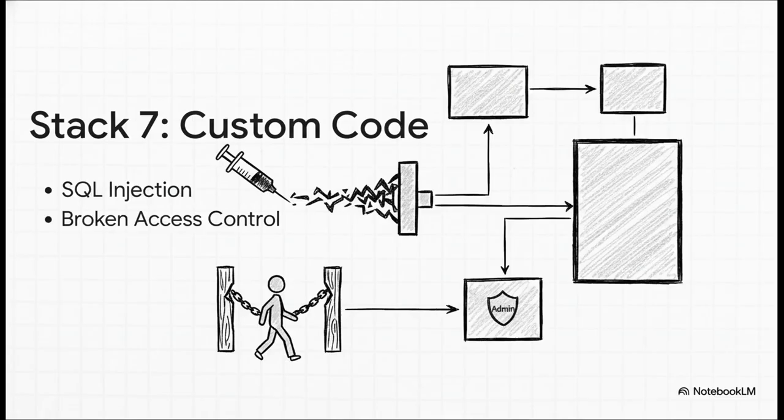And finally, we arrive at Stack 7, your own custom code. This is where you find flaws in your application-specific logic. Things like SQL injection, where an attacker can trick your database into spilling its secrets, or broken access control, where a regular user can get into admin-only pages. These are the vulnerabilities created by your own team.